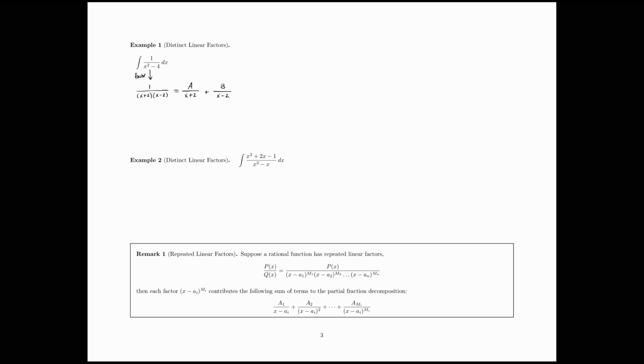And now we are going to clear our fractions by multiplying by the entire denominator of the left-hand side, which will clear the fractions on the left, and then it will cancel the commonalities on the right. So we will be left over with A times x minus 2 and B times x plus 2. All right, now that we are at this stage, there are a couple options for us to figure out what the values of A and B are.